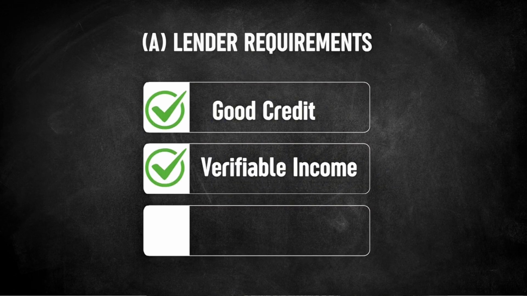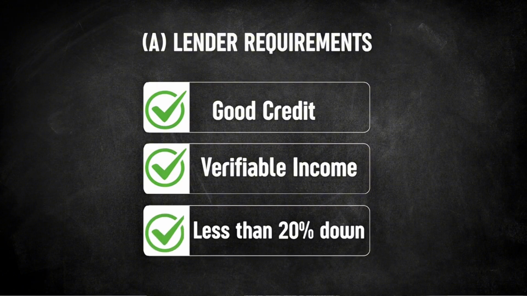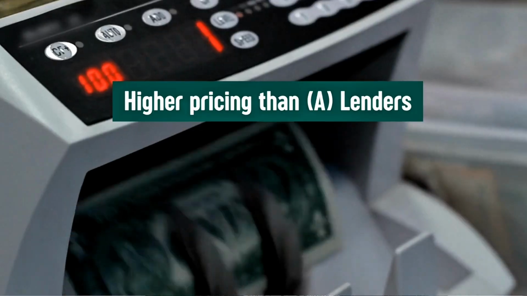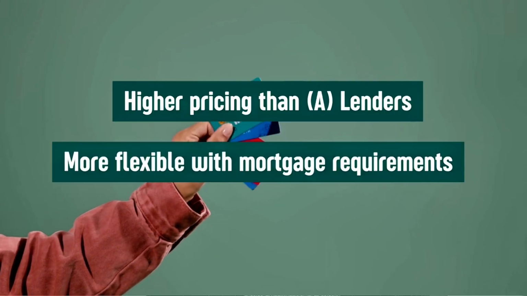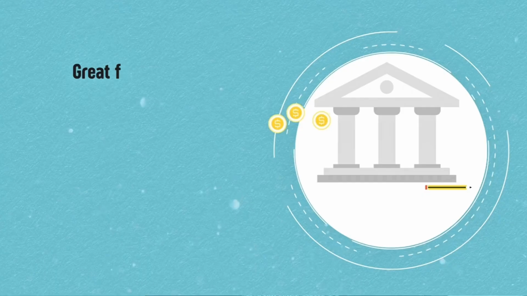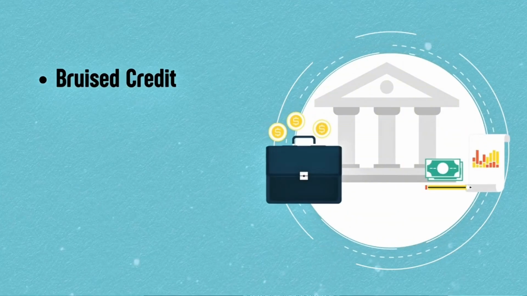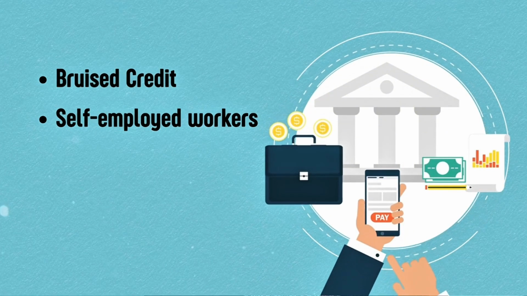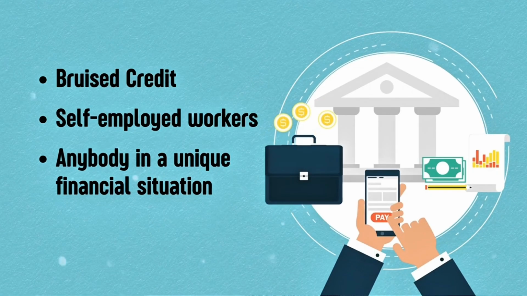If you are buying a home with less than 20% down, you are with an A lender 99% of the time or more. B lender. These lenders come with slightly higher pricing than A lenders, but are much more flexible with their requirements. They are great for people with bruised credit, self-employed individuals with a small amount of money declared on their taxes, or anybody in a unique financial situation.